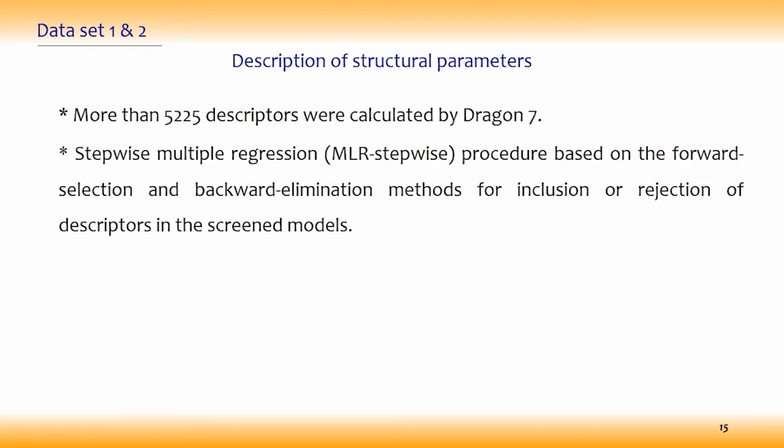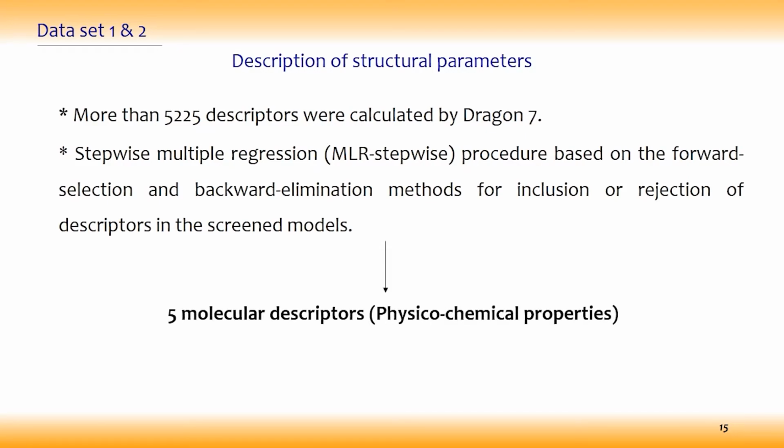The descriptors, or the so-called physicochemical properties of all these compounds, were calculated using the Dragon 7 software, and we have calculated more than 7,000 physicochemical properties, and the stepwise multiple linear regression method was used to reduce the number of these descriptors in order to avoid the overfitting of the model equation. And finally, 5 molecular properties for each data were selected for the establishment of the model.